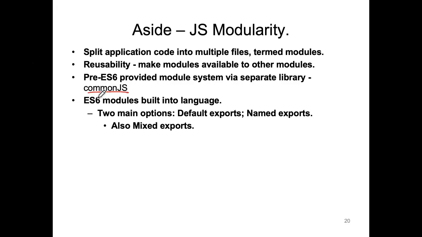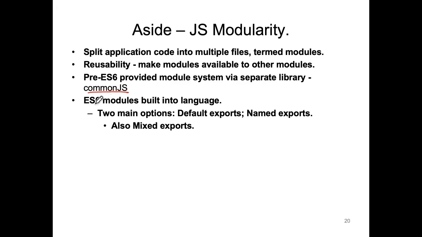But ES6 built modularization into the language itself, so we didn't have to use a separate library. There were other third-party libraries as well, but CommonJS was by far and away the most popular of them. Either way, it's built into the language now from ES6 onwards, and clearly that's the form that we're going to be using in our code.